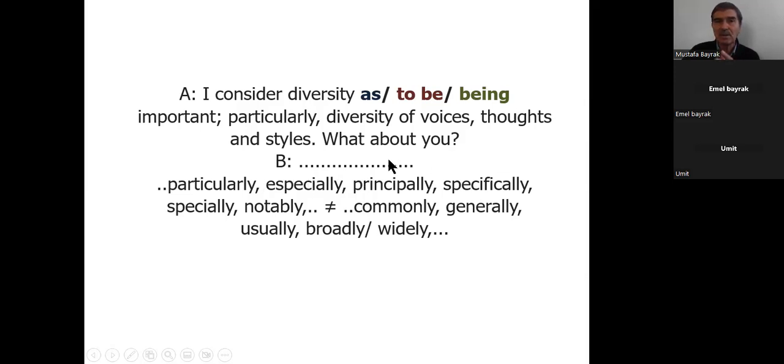What about you? I consider global warming seriously. For example, I take it seriously. Particularly, especially, principally, these are also useful words. Specifically, specially, notably, commonly, generally, usually, broadly, widely, etc. In the next video, we will see a lot of expressions like this, one by one, in a sequence.